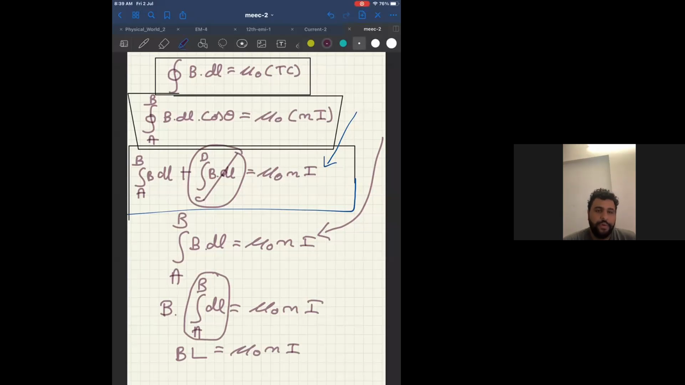Therefore, what is B equal to? Tell me. Mu naught Ni by L. Yes, sir. Derivation is over. Therefore, B is equal to mu naught Ni by L. So, repeat the second last part: mu naught Ni by L. I'll do it. Just finish writing it. I'll again do the last three steps on the new page.